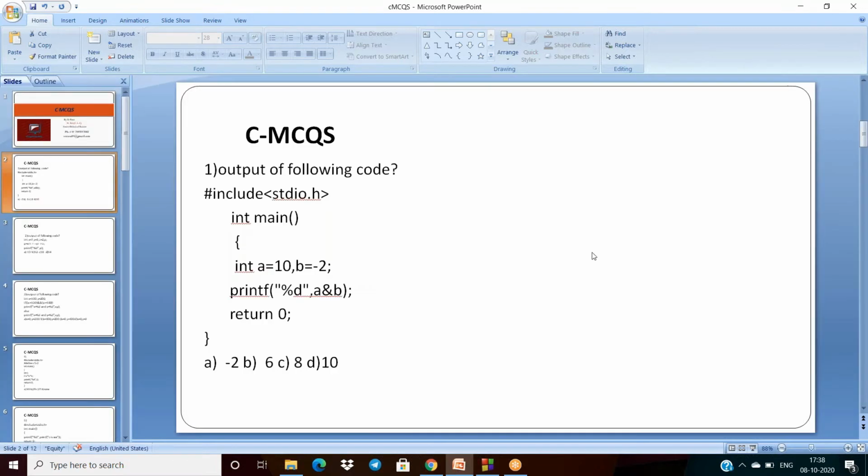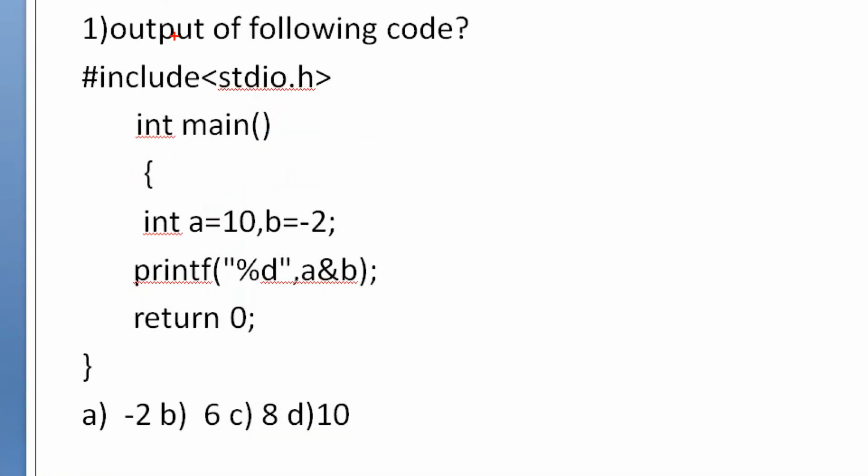So the first question is, what is the output of the following code? Here A is 10 and B is minus 2, and find out A ampersand B. See here, ampersand is the bitwise operator. So generally, how will the bitwise AND work here?